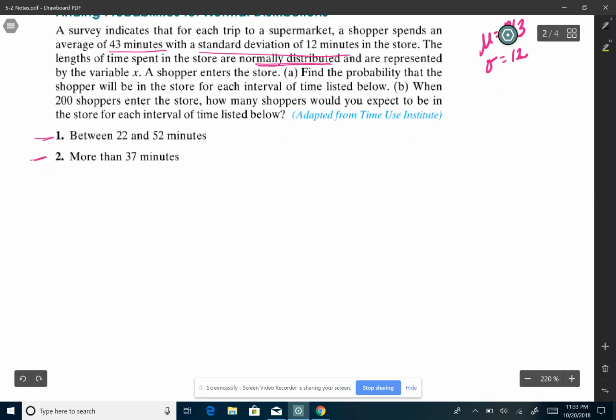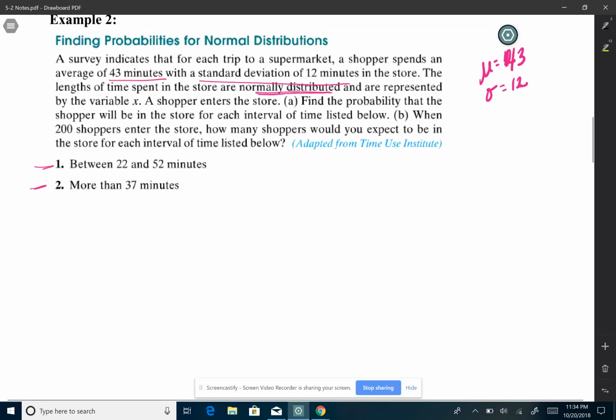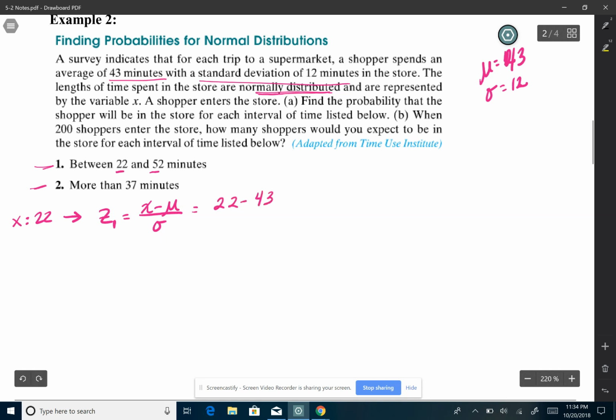So between 22 and 52 minutes, in order to use the standard normal table, we have to convert our values to z-scores. So for x equals 22 and 52, we have to convert those to z-scores. If x is 22, that's going to give us our first z-score. Again, I'll write the formula down. It's x minus the mean divided by the standard deviation. So 22 minus the mean, which was 43, divided by 12, comes out to negative 1.75.